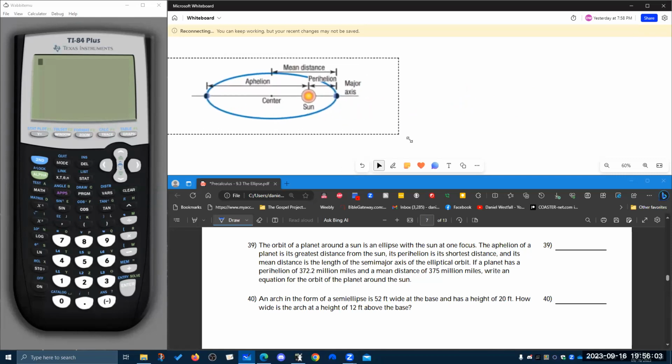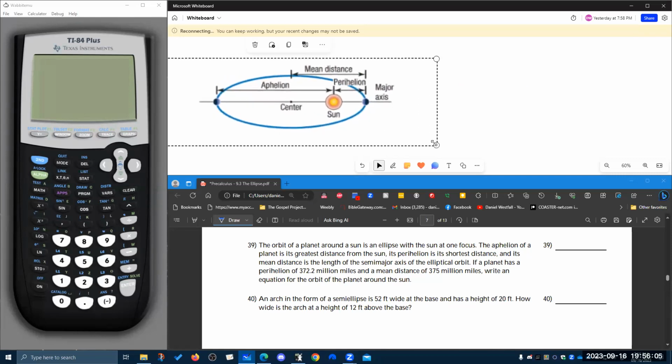Let's bring it over here. Okay, so we have a planet that is in orbit around the sun. The sun is one of the foci of the ellipse here. There's the center of the planet's orbit there.